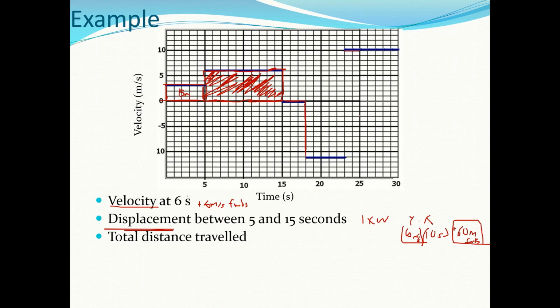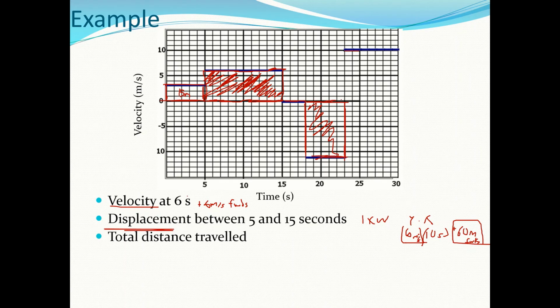Okay, and then for our next section, we need to do this one here. So we go from our 0 line to our line of best fit, and we find this area here. So this area has a base of 1, 2, 3, 4, 5.